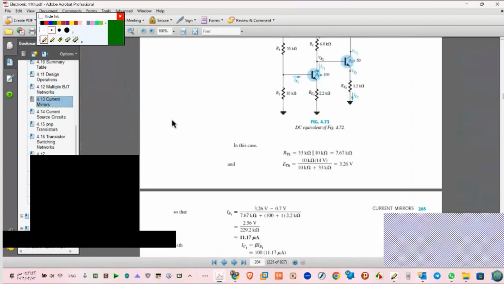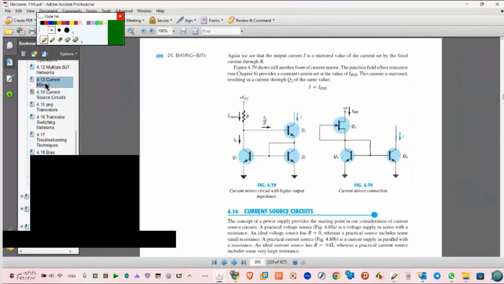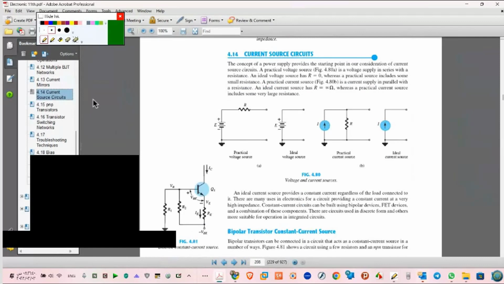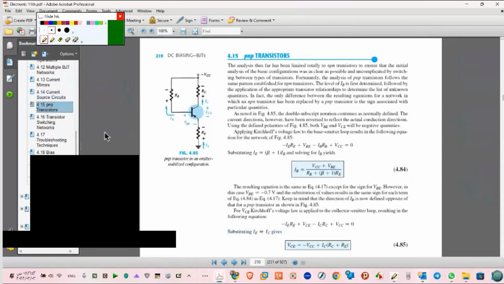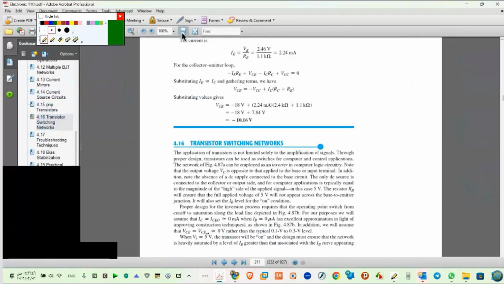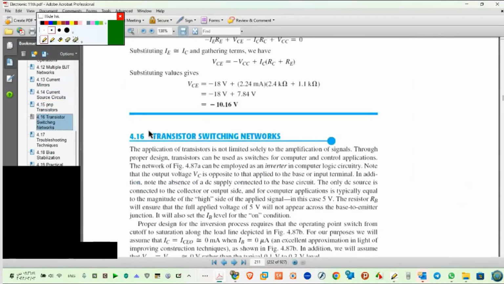Yeah. Current mirror is cancelled. You don't need current mirror. Current source circuit is also cancelled. BJT transistor is cancelled. We will go to something very, very important: transistor switching network.